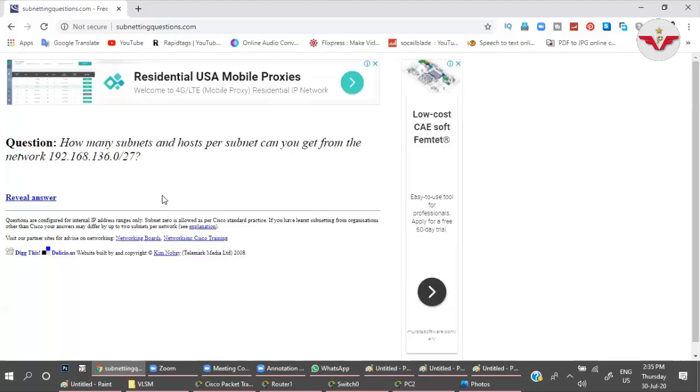Yes. 8 and 30. Okay. How many subnet and host? Okay, 8 number of subnets, 30 number of hosts. 2 power 3, 2 power 5 minus 2. Yes, right. What is the value? 8 and 30. Yes, 8 and 30. Boris, Messi, what about you guys?